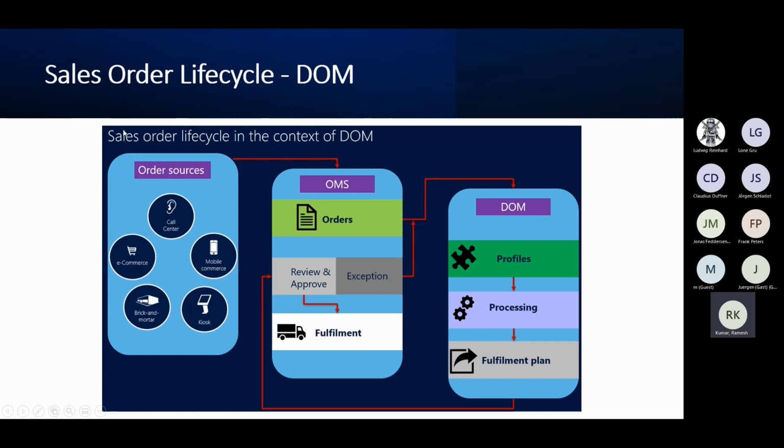So the life cycle. For the sales order life cycle of a DOM, how it works is we'll get all the order sources from call center, brick and mortar, e-commerce, and everything will come to the order management system. And based on the profiles, it will go to the DOM, and it will process and make a fulfillment plan. This fulfillment plan will go for an approval. Once approval is done, it will be automatically processed.